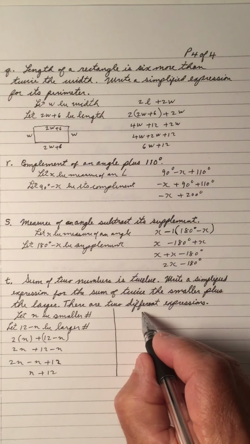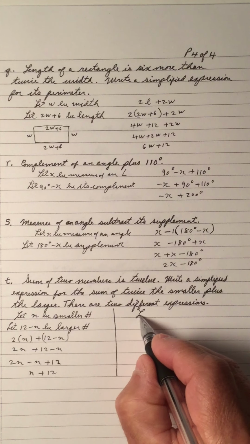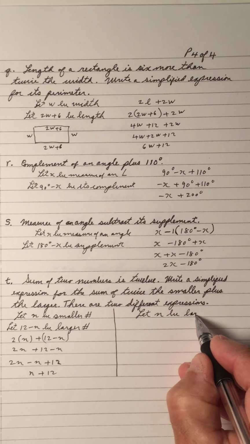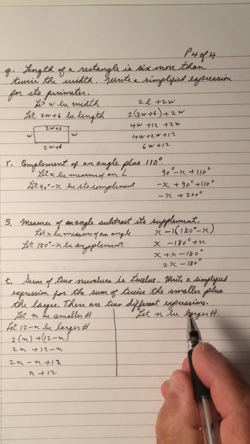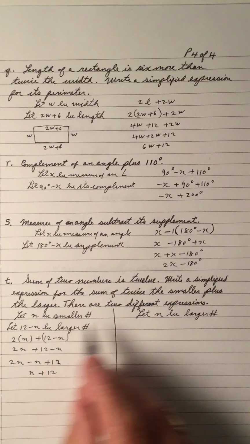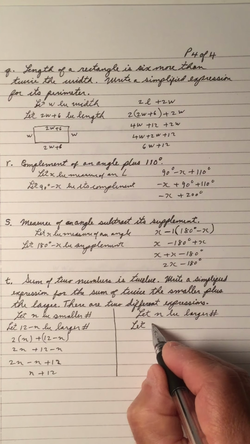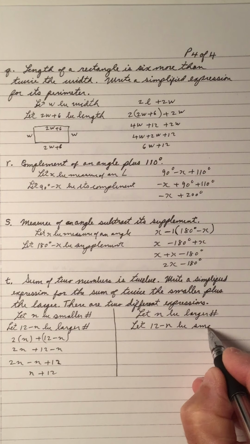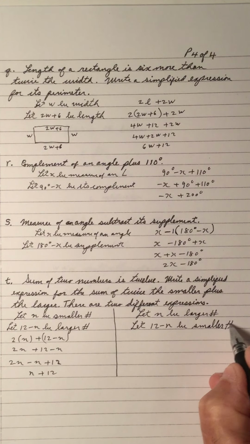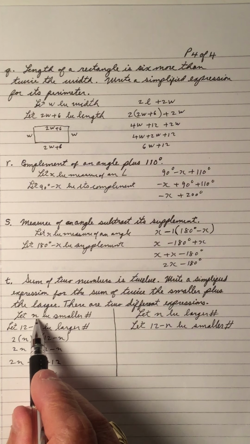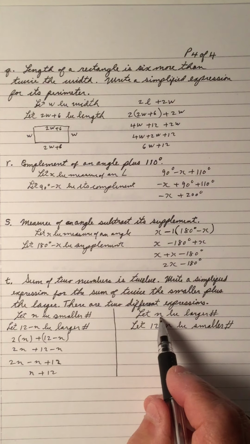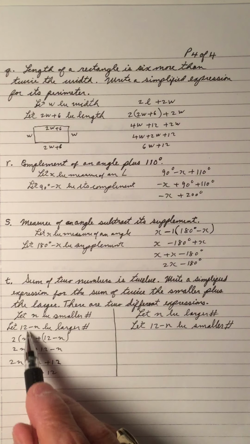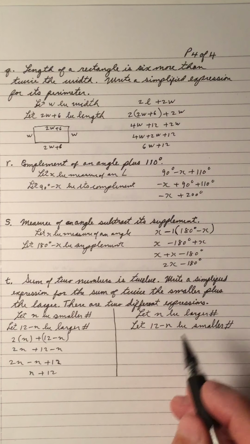But you also have a choice. You could also say, let n be the larger number. So n is the larger because you have a choice. Then you could say that 12 minus n is the smaller. If n is the larger, then 12 minus n is the smaller. Same expressions, but n is the larger in this one.